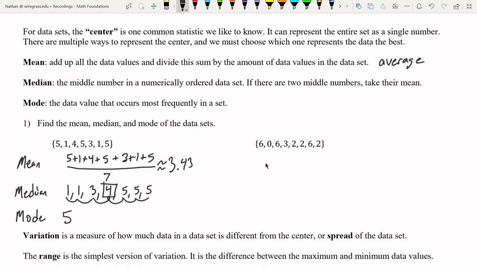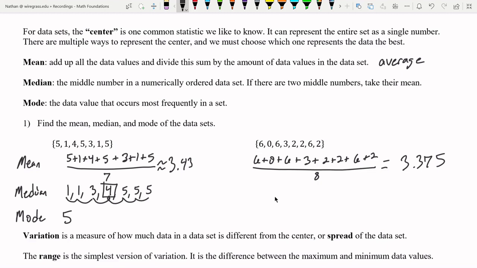Okay, in this one, we have the mean, which is going to be just adding them all up. I'm going to divide it by 1, 2, 3, 4, 5, 6, 7, 8. There are 8 data points there. And I'm going to get 3.375. And this is actually exact here. But I could round it to two places if I wanted to, 3.38.